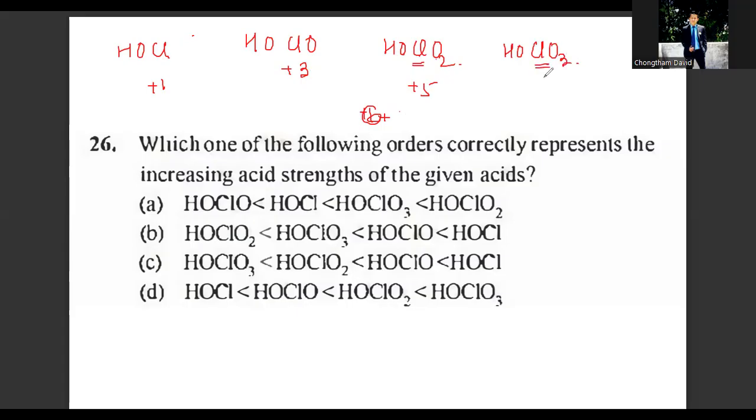In HOClO3, the oxidation state of the central atom would be +7. Do you see that the oxidation state increases as you go from left to right? In the case of oxyacids of a similar element, the oxidation number of the central atom keeps on increasing, so the strength of the acid also increases. So this must be the correct answer. Increasing acid strength means increasing oxidation state.